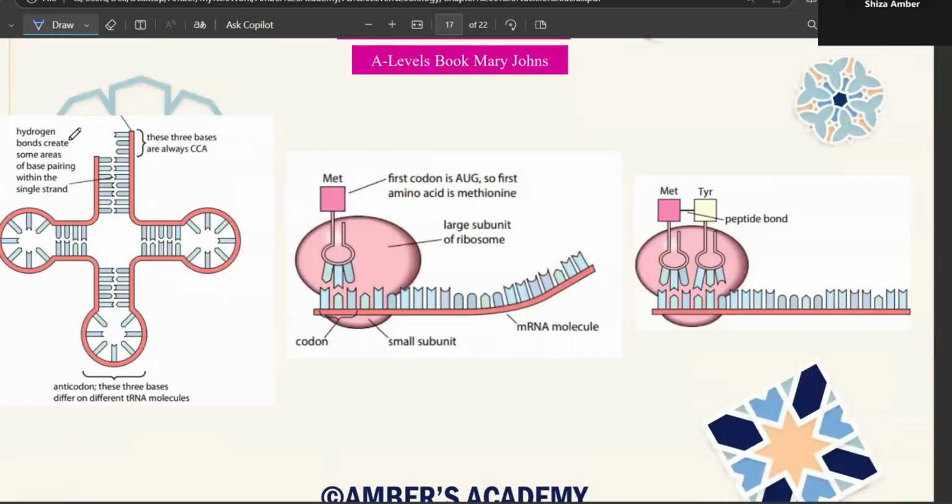You know that this is your tRNA molecule. tRNAs are present freely in the cytoplasm. One of the sites is for the amino acid. The other one has the anticodon, that is, three unpaired bases. So what exactly I said: the mRNA, when it comes out from the nucleus, is going to bind with the ribosome. So this is the ribosome.